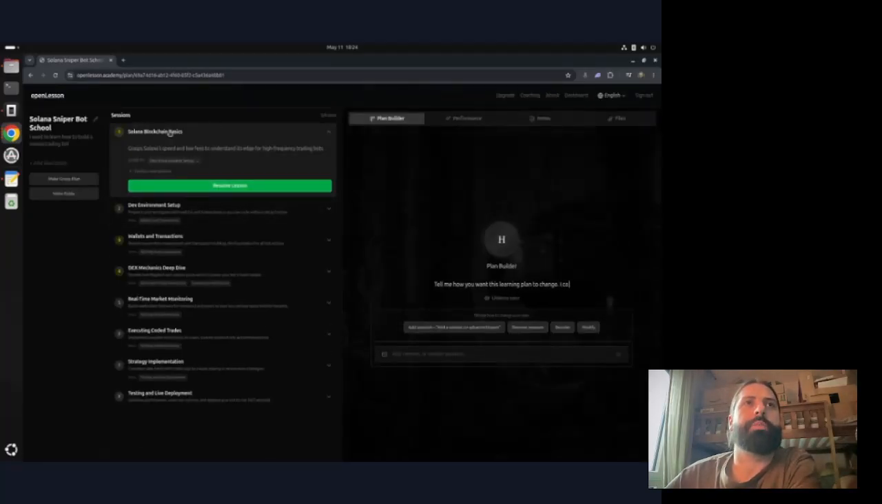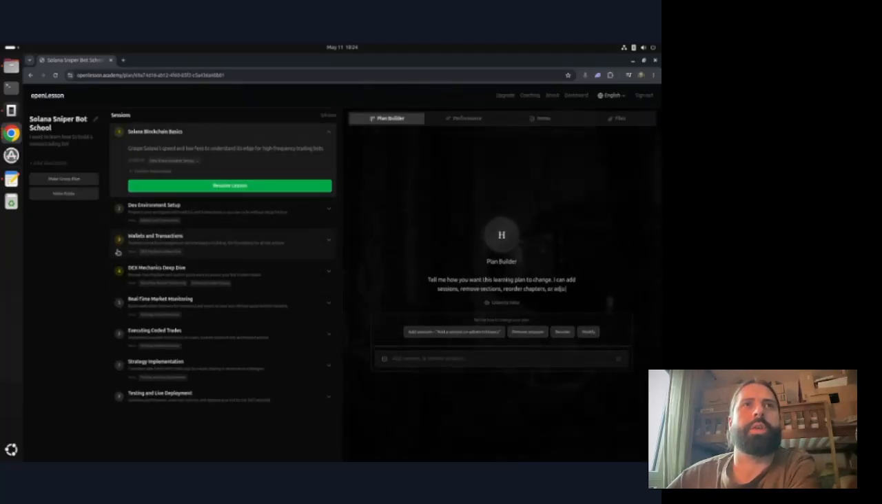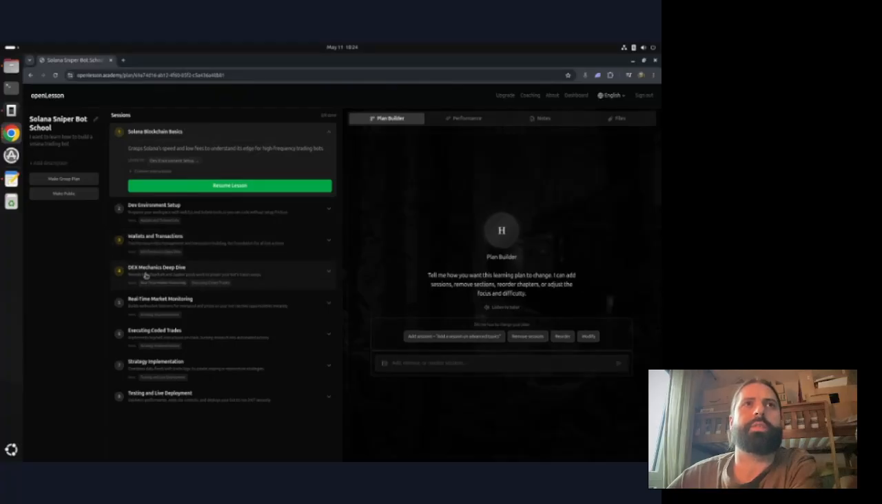We've done the blockchain basics, we've done wallets and transactions, and we've done DEX mechanics and deep dive. We did this yesterday, and we actually went quite ahead because we went through the whole thing of creating the token and the LPs and the liquidity providers, and how the pricing works. Today I want to cover real-time market monitoring.